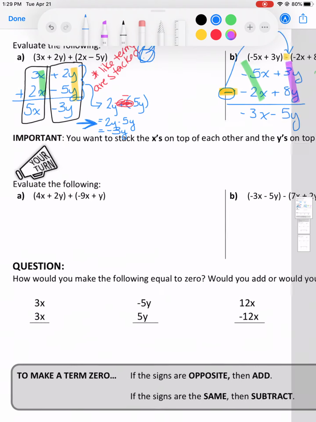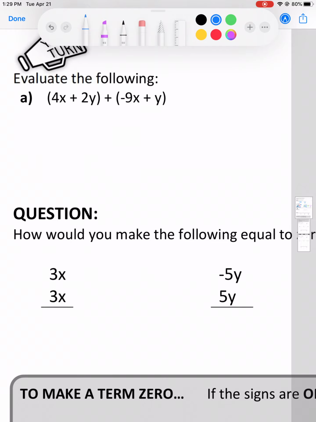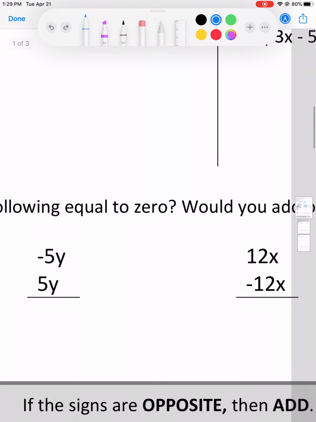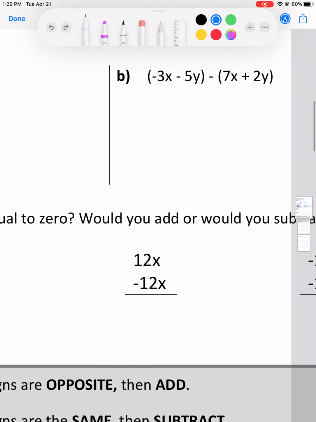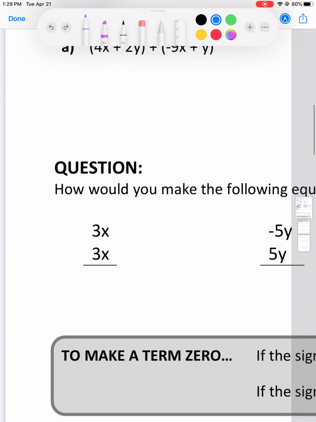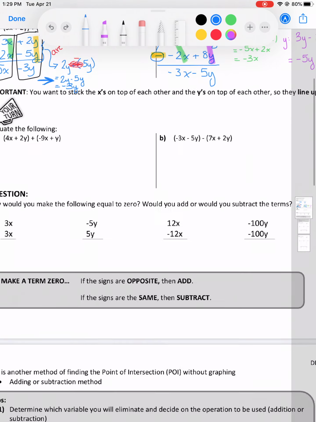Okay, so question. How would you make the following equal to 0? Would you add or would you subtract the terms? Okay, so to eliminate means to get rid of. You guys know that. So what we're going to have to do is get rid of something. And now I'm going to explain that further in a minute. So if you guys saw this already, this is perfect.